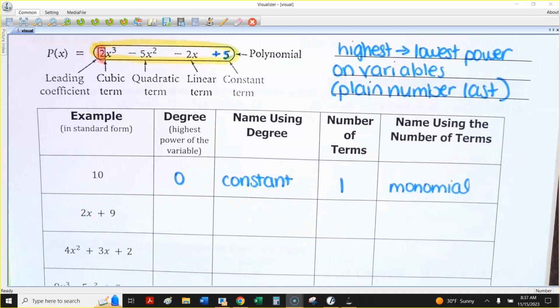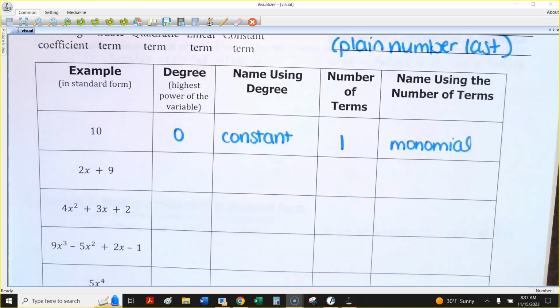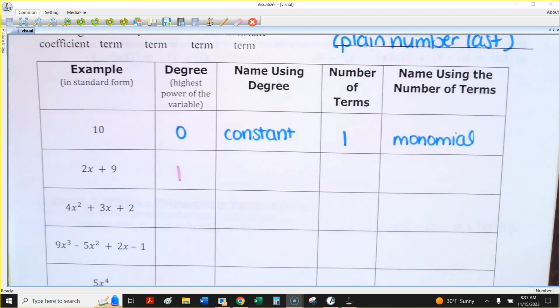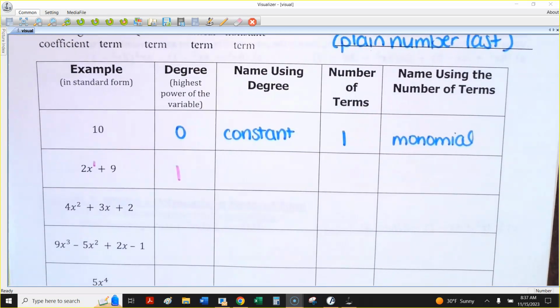All right, now the next one, I've got just 2x plus 9. What would I say my degree is for that? If it's the highest power of the variable, what would you say for 2x plus 9? What would be the degree? Just 1, exactly, yes, just 1. They're not going to write x to the first power. You just have an x, but that is x to the first power. That's considered a first degree.